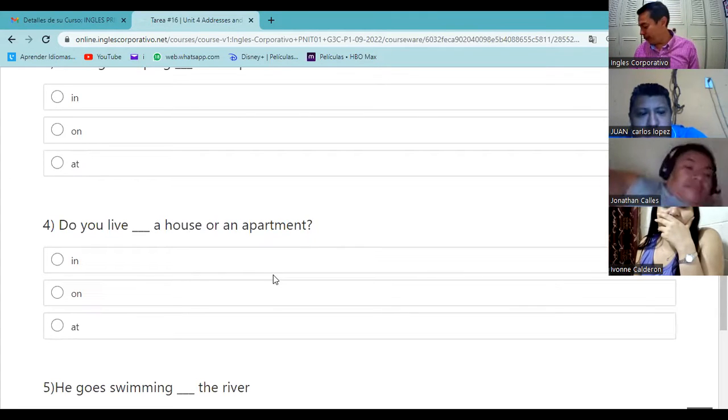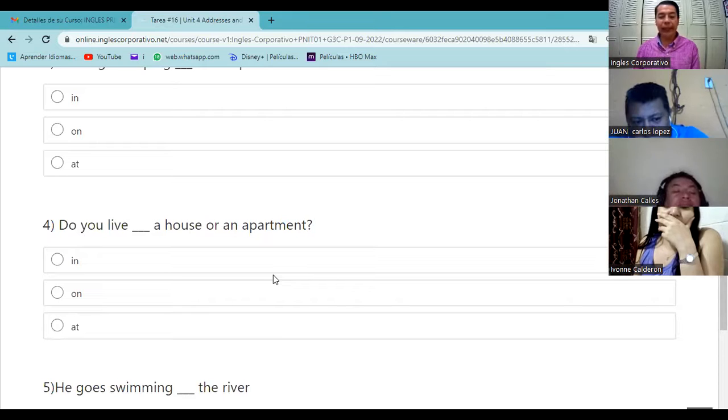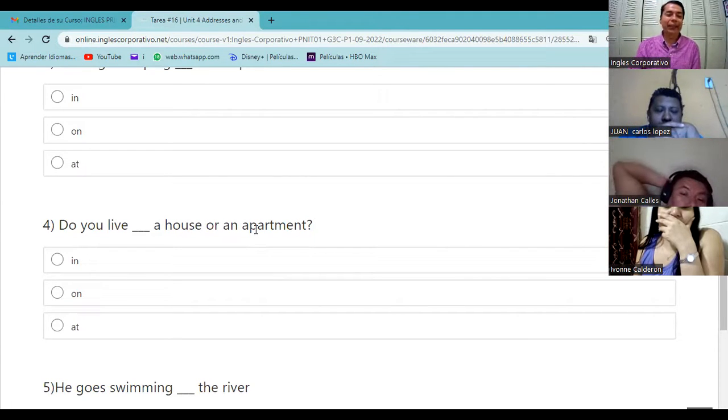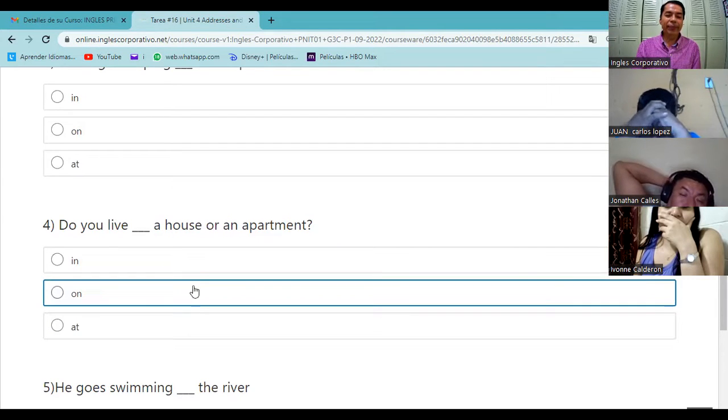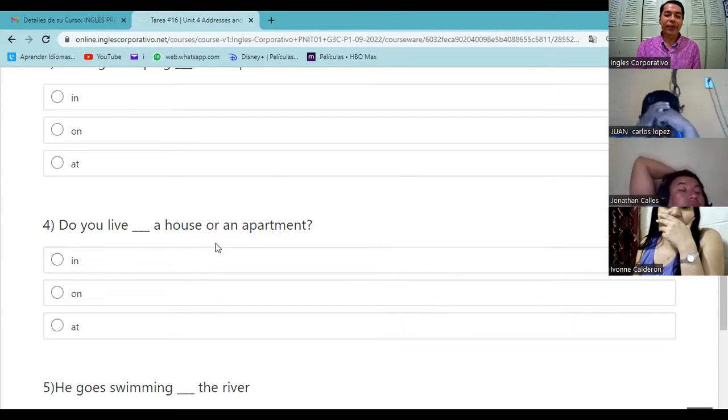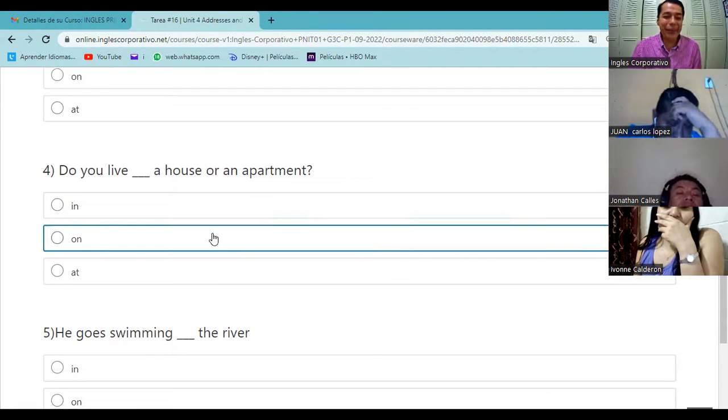La 4 está fácil porque habla de un lugar encerrado, ¿sí? The house or the apartment is closed. Y ahí está totalmente encerrado, ¿sí? Así que ya se imaginan cuál es la preposición aquí correcta, ¿sí? No sé si los estoy dejando más perdidos, pero el problema es que no puedo dar la respuesta.